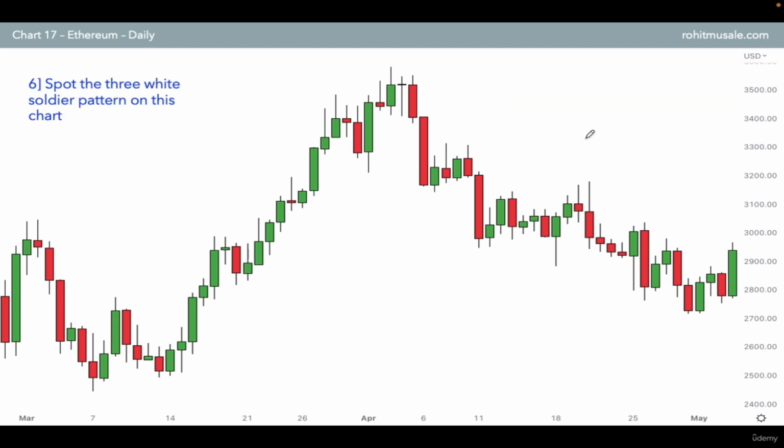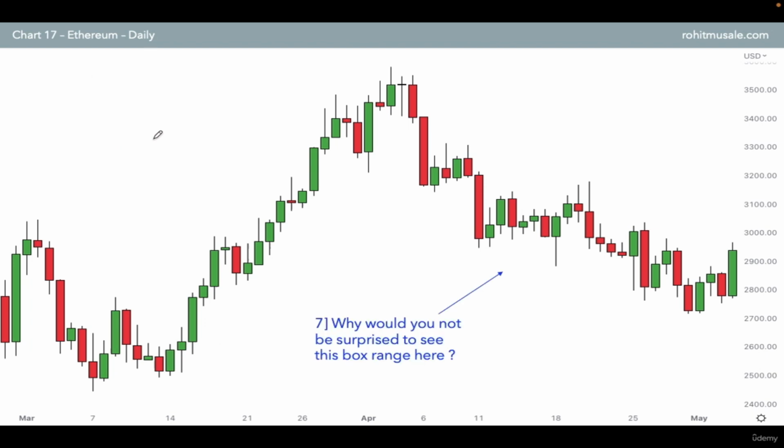Spot the 3 white soldier pattern on this chart. So white soldiers come after a downtrend. So let's look at downtrends. Here we have only 2 candles. Here we have 3, but the middle candle is a spinning top. So that's not the case either. Again, here in this downtrend, you don't see 3 simultaneous green candles. So the answer is no. There is no 3 white soldier pattern on this chart.